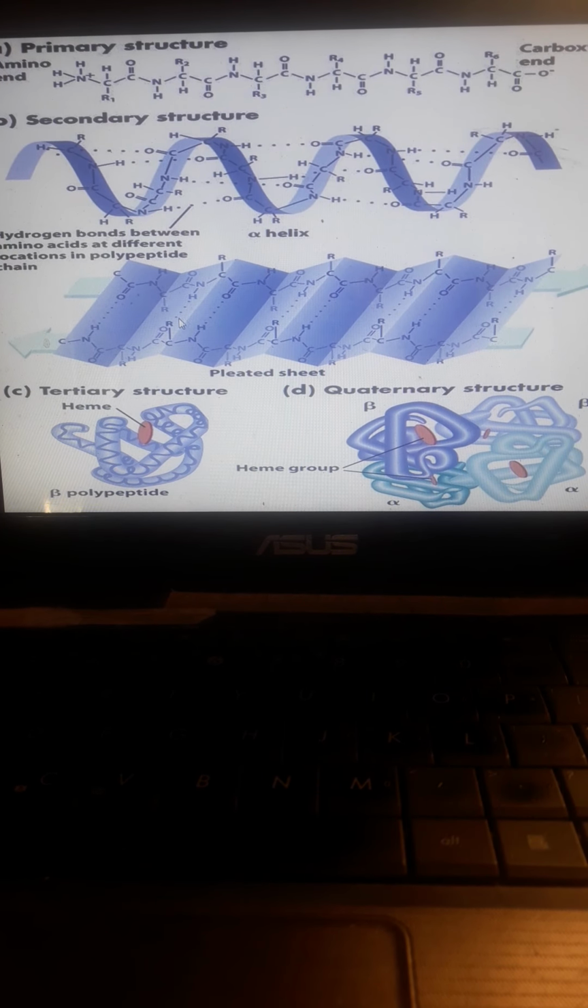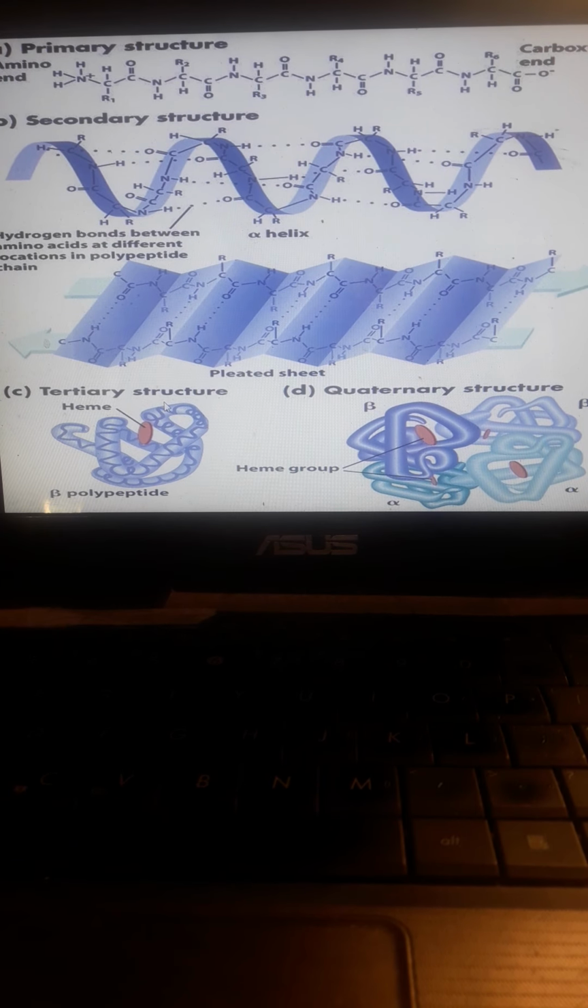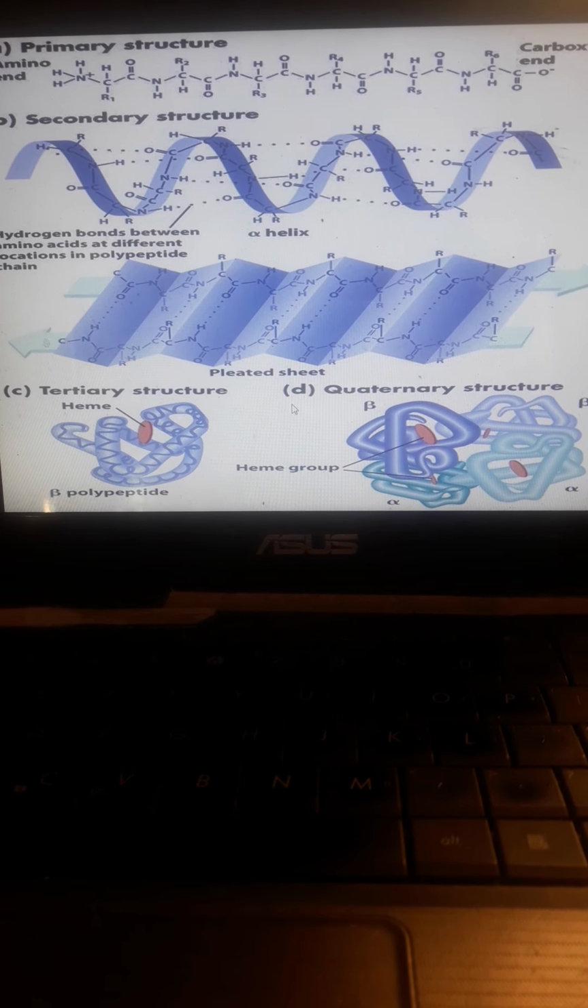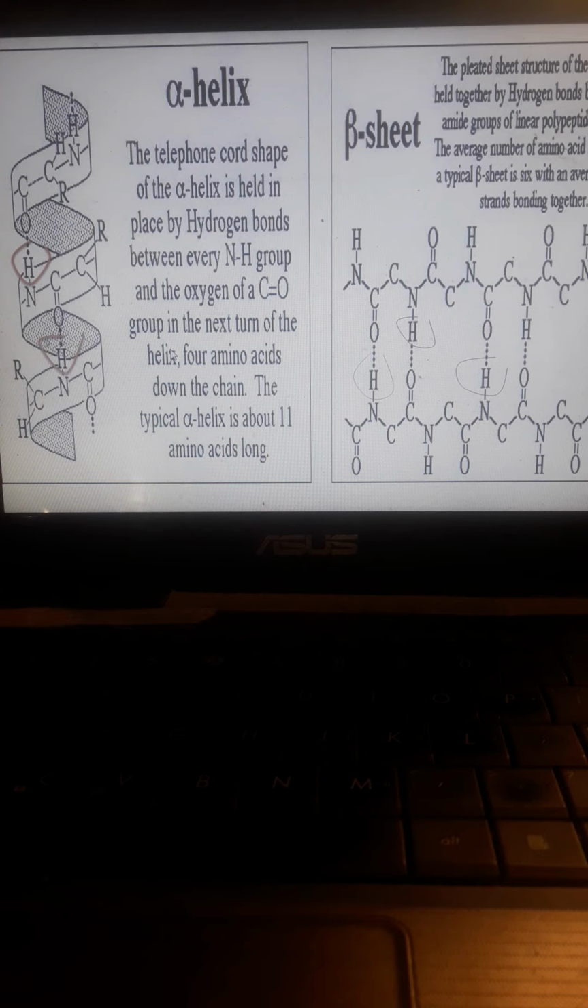So there's a space here. Try to see, this is pleated sheet. Okay, so we have tertiary and quaternary. So we will discuss later. Okay, so the two principal structures or secondary structures, alpha and beta helix. When you say alpha helix, this is a telephone cord shape.